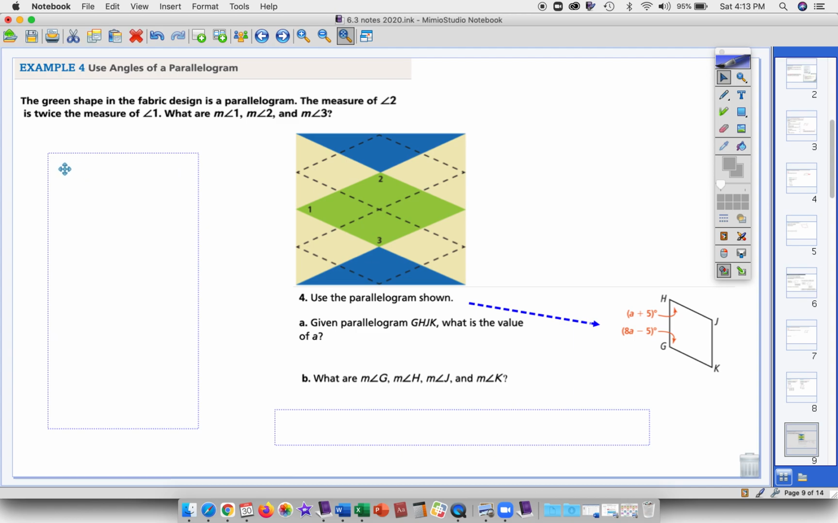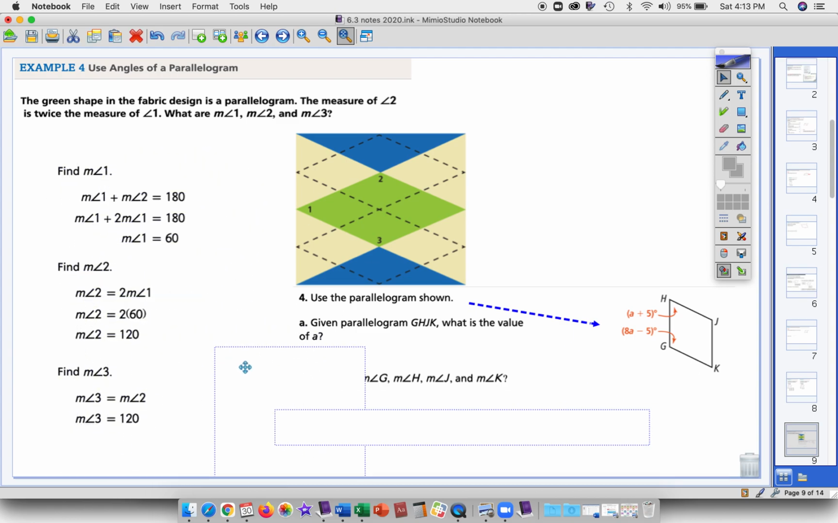Okay, let's start with this one. First we know that angles 1 and 2 are supplementary because they're consecutive angles, which makes the measure of angle 1 equal to 60. Because remember, angle 2 is twice the measure of angle 1. Angle 2 is therefore 120. And angle 3 is congruent to angle 2, so it's also 120.